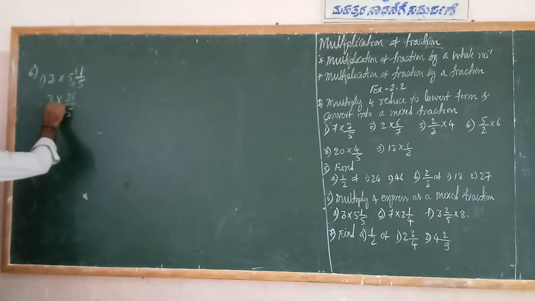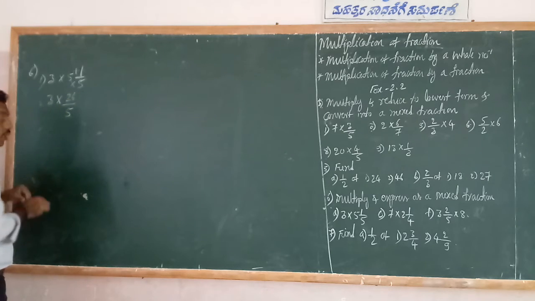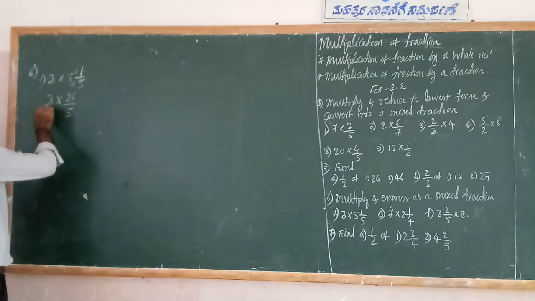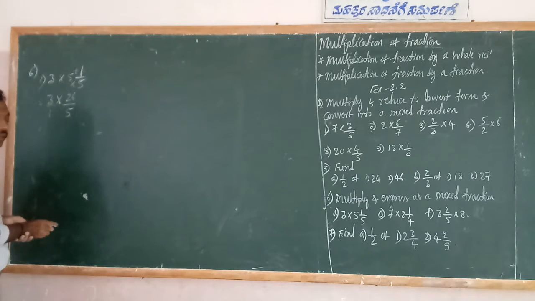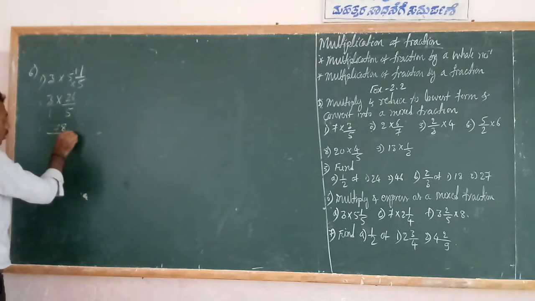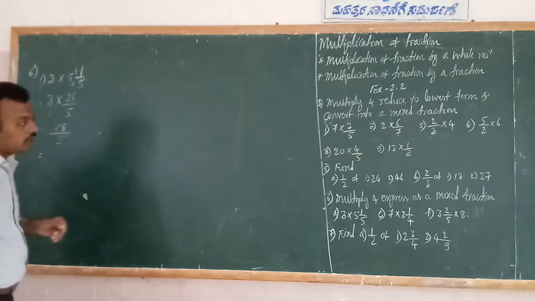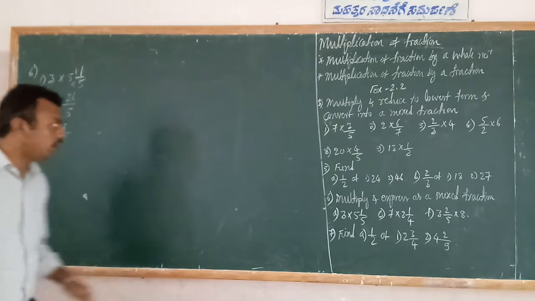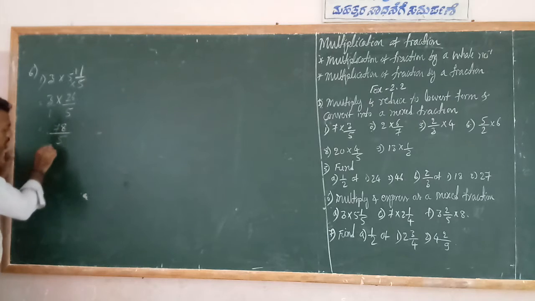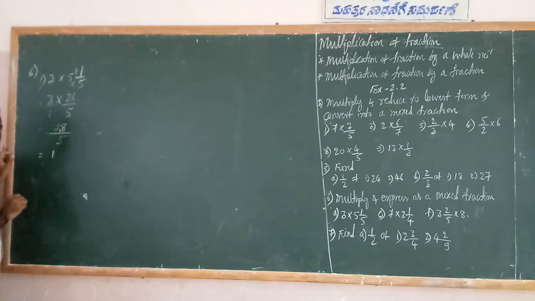Now 3 into 26 by 5 is there. 3 and 5 we have to divide by the same number, but it is not going. 26 and 5 is also not going. So numerator with numerator, denominator with denominator, you have to multiply. So 26 into 3, 3 6s are 18, carry 1, 3 2s are 6 plus 1, 7, 78, whole upon 5. Now this number we have to express in mixed form. So let us divide it. 5 ones are 5, what is the remaining here? 2.